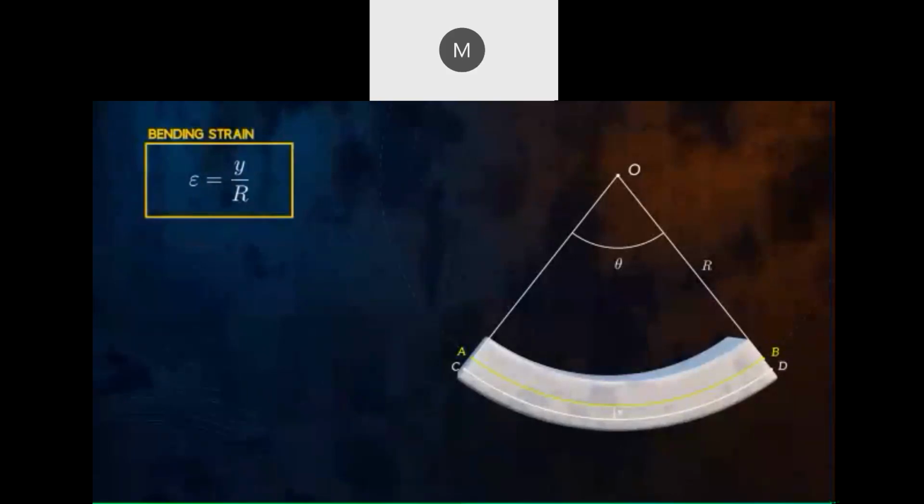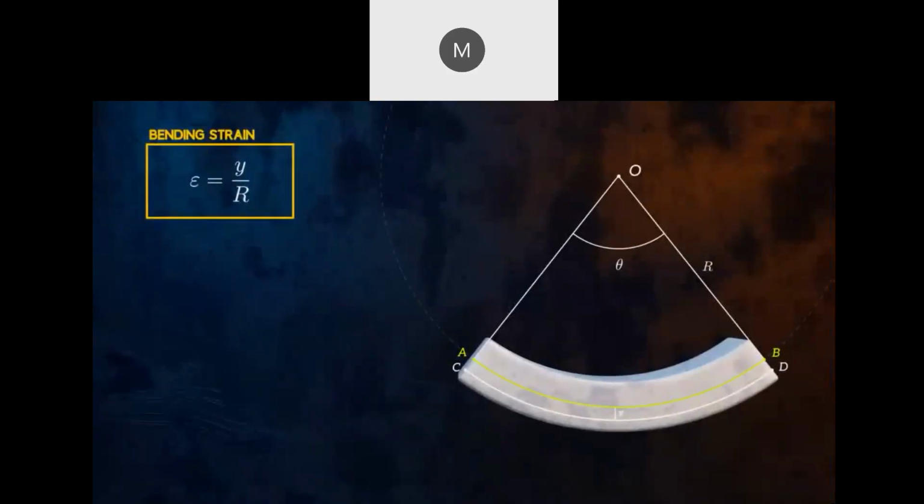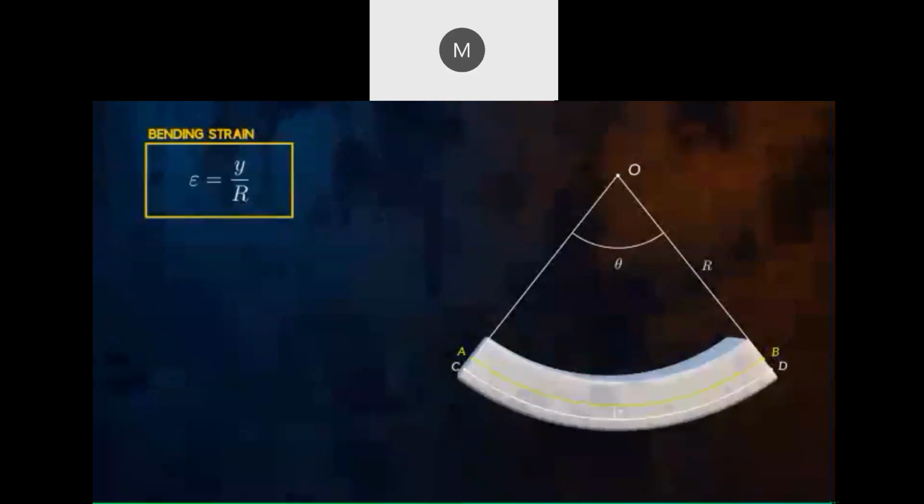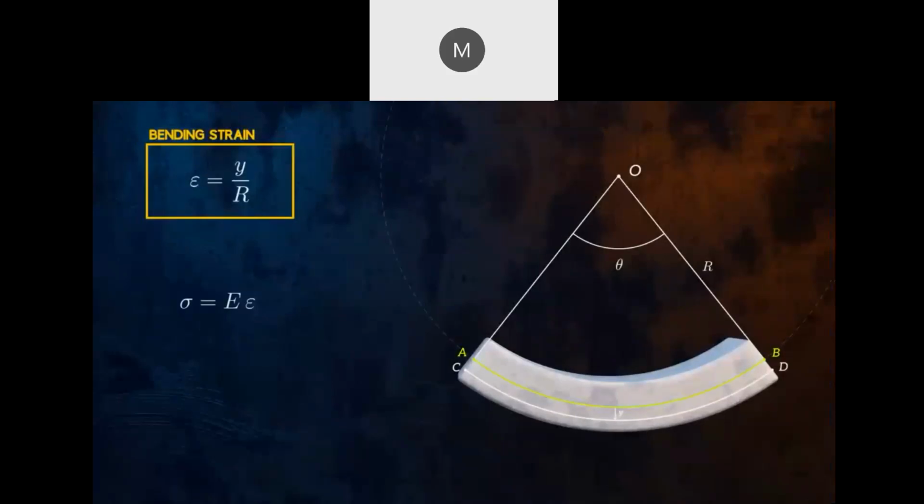We define the distance y as being positive downwards, and so this equation will give us a positive strain for the bottom of the cross-section, which is in tension. Sometimes you'll see this equation written with a minus sign, but that's because y was defined as being positive upwards. If we assume that stresses remain within the elastic region of the stress-strain curve, we can then apply Hooke's law for uniaxial stress to calculate the bending stresses.